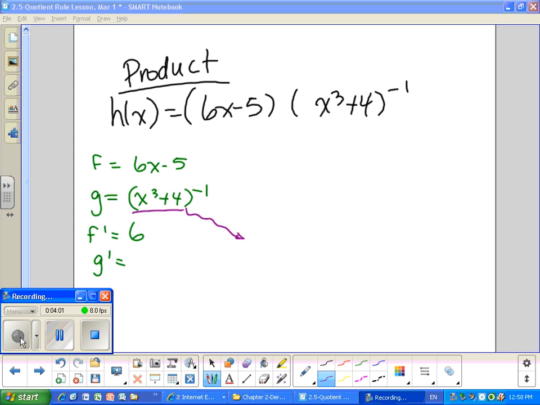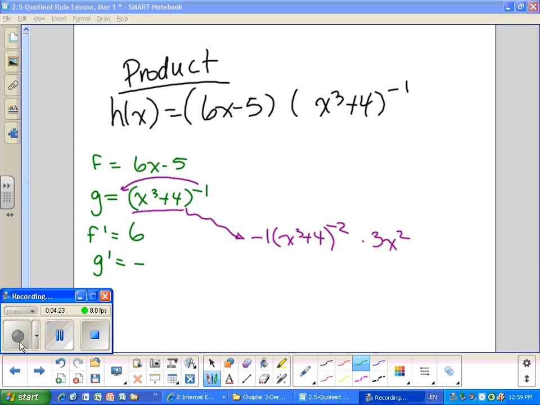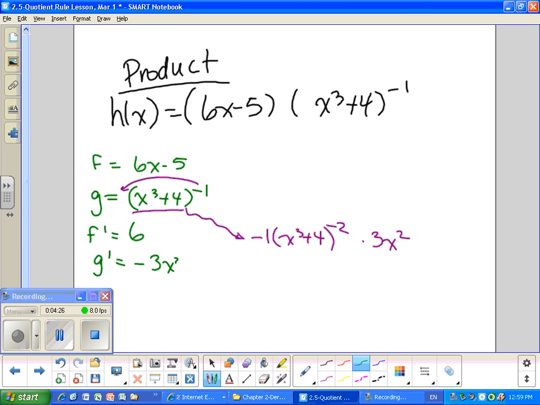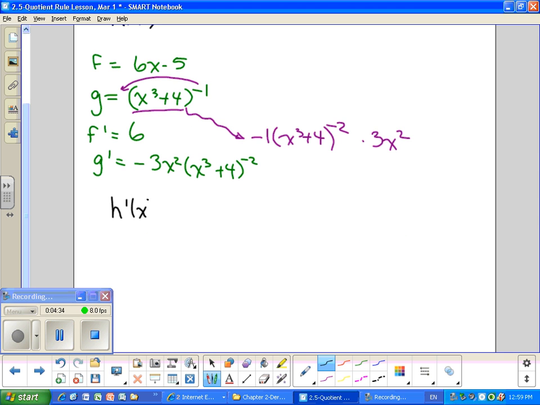So the shortcut. The outside function is to the negative 1. So we multiply the negative 1 down. So we have negative 1, bracket, keep the inside, subtract 1 from the exponent, and then multiply by your g term, your inside term. So then it's negative 3x squared, x cubed plus 4. Let's keep going then. We have our h prime of x. We need what first? Yep, f prime, so 6.